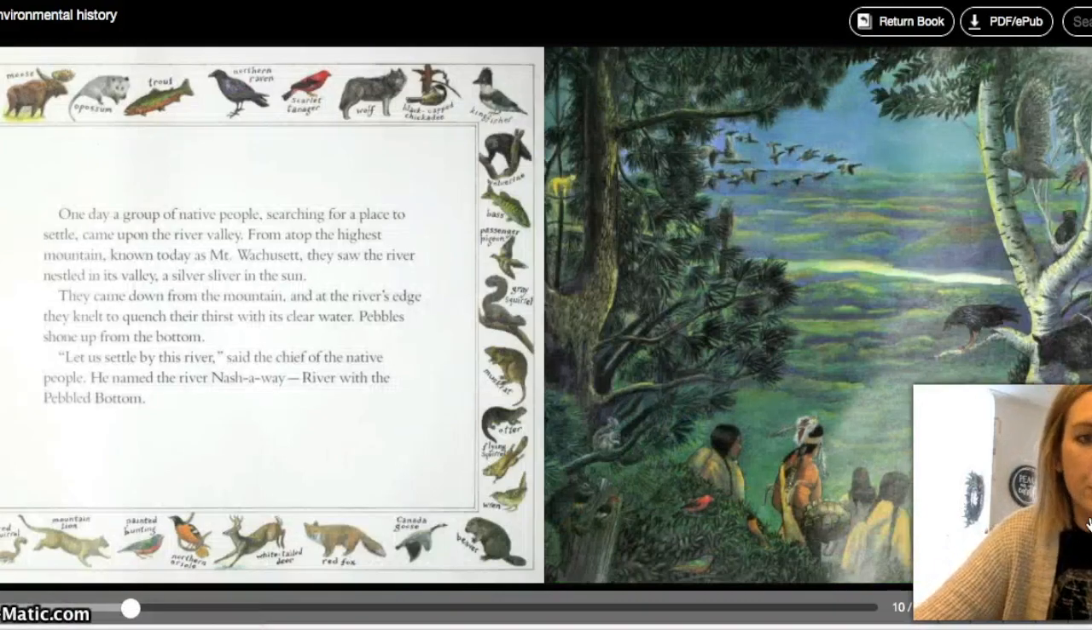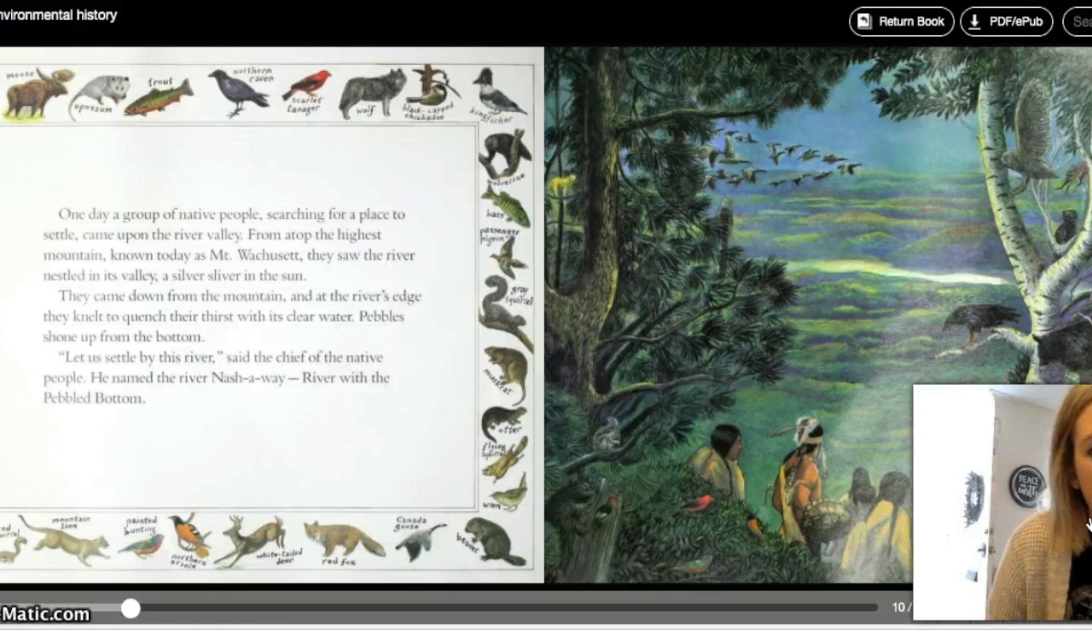One day, a group of native people searching for a place to settle came upon a river valley. From atop the highest mountain, known today as Mount Wachusett, they saw the river nestled in its valley, a silver sliver in the sun. They came down from the mountains, and at the river's edge they knelt to quench their thirst with its clear water. Pebbles shone up from the bottom. "Let us settle by this river," said the chief of the native people. He named the river Nashaway, river with the pebbled bottom.